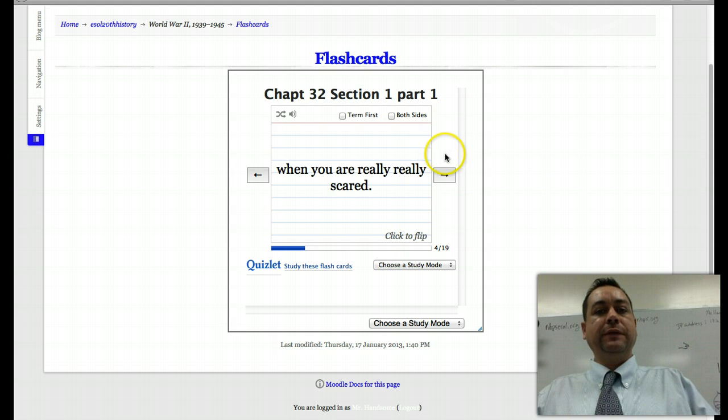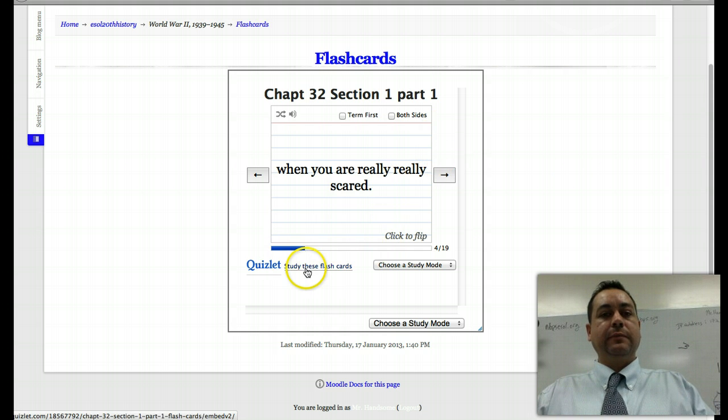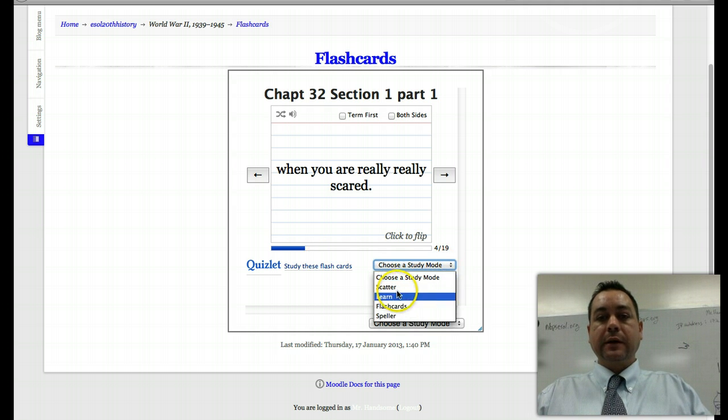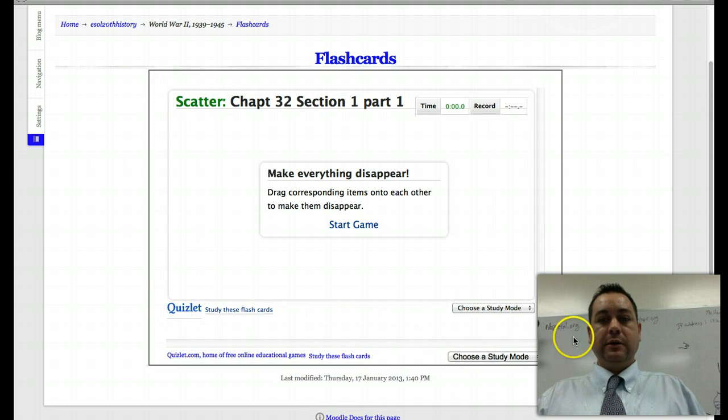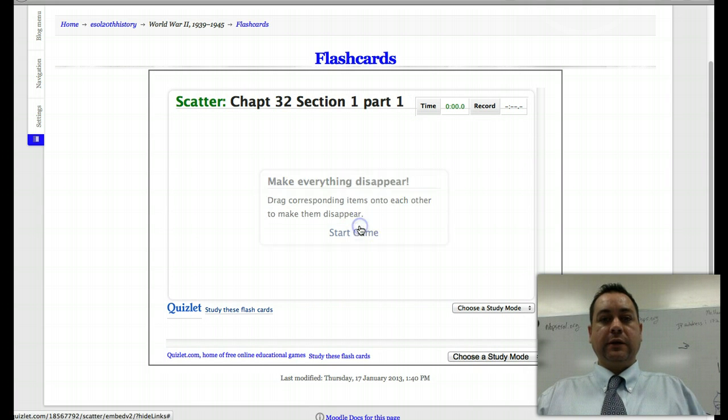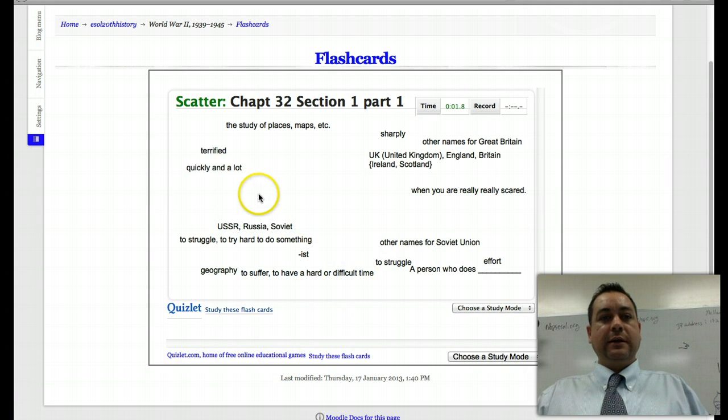If you want, you can print these. All you have to do is click on Study These Flashcards, and there's a place to print it. You can also, if you want, play a game. And if you need to make this bigger, just drag on the corner there and make it bigger. And then you can say, Start the game. And then you have to take one thing and move it to where the answer is.